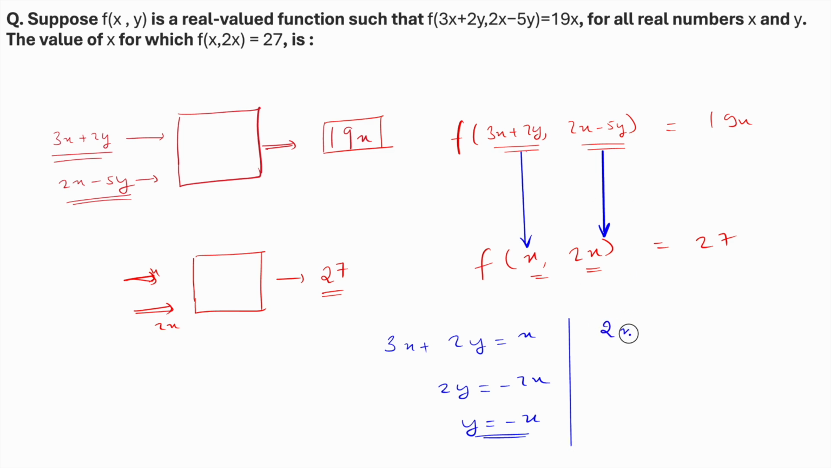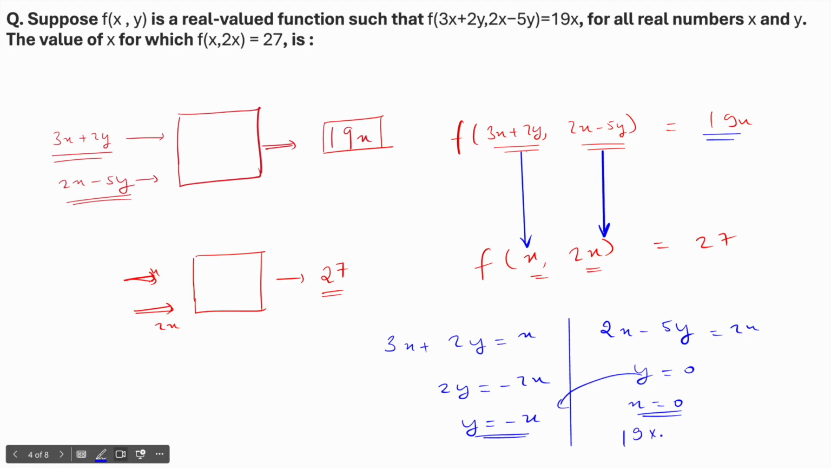Now the second condition: 2x minus 5y is equal to 2x. Well, that gives me y is equal to 0, because 2x cancels and minus 5y is 0. If y is 0, putting it here, x is also 0. In that case, the output 19x is also 19 into 0, that is 0. So this approach makes no sense, I'm not getting anywhere. That's not how I'm supposed to solve the question, but this is how you can start thinking.